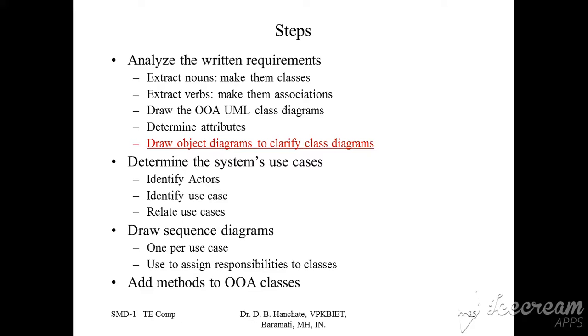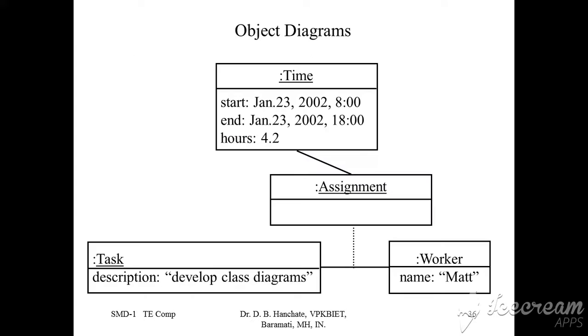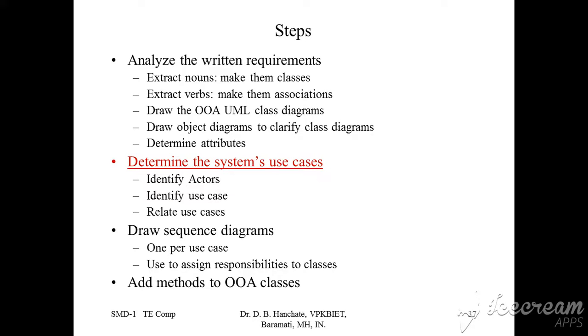So they draw the object diagrams to clarify the class diagrams. So we have determined the attributes. We have gone through the fourth step, analyze the written requirements. Now the last step to analyze the written requirements: draw the object diagrams to clarify the class diagrams. Now this is the class diagram. Time is given. Starting time 23rd of January 2010 at 8 am, and end of January 2018, that is 6 o'clock in the evening. So hours will be 4.2, assignment, and then task is to develop the class diagrams. Worker will do that, and the name of the worker is a match.